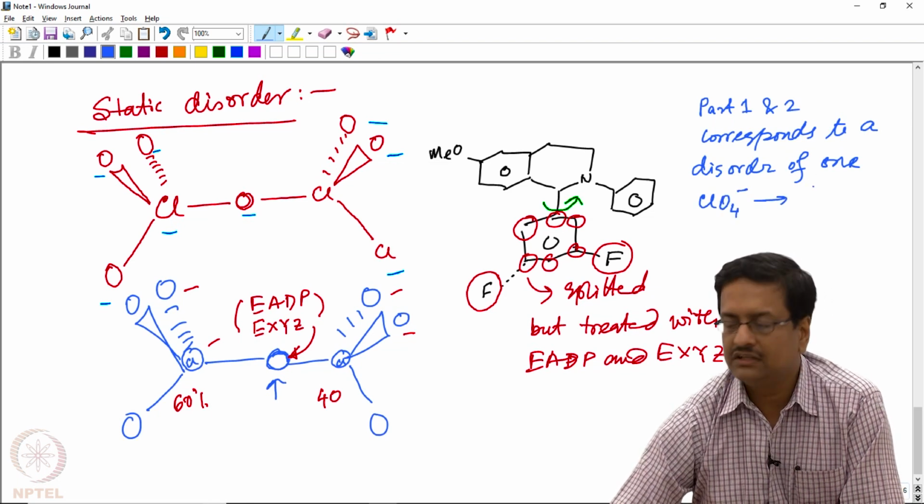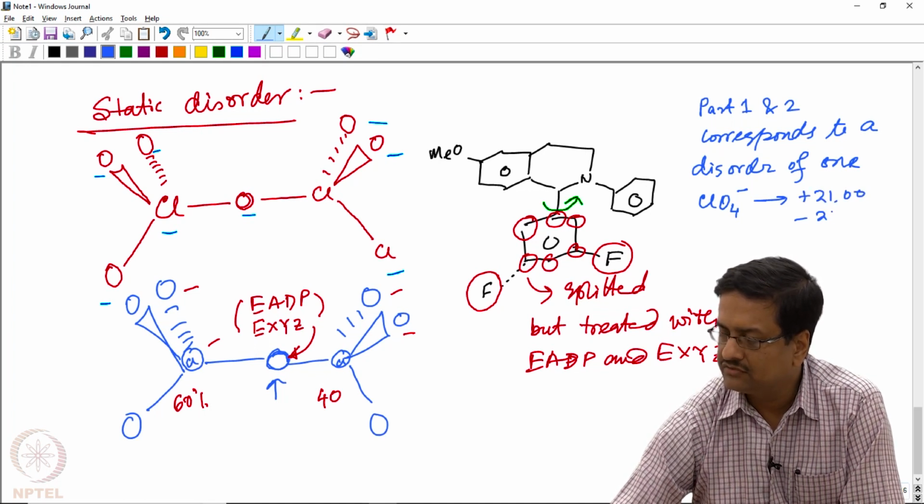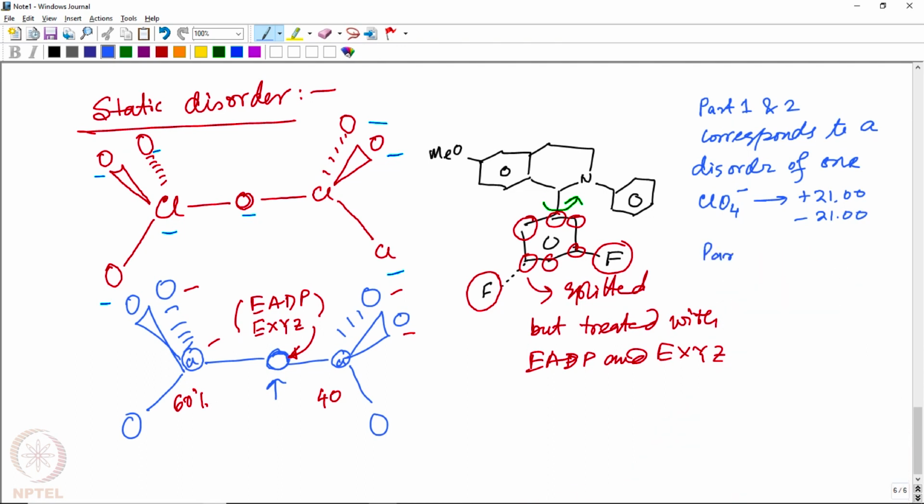so that occupancy should be designated as +21.00 and -21.00. Then there may be part 3 and part 4 corresponding to another molecule of ClO4 minus, that should be designated as +31.0, -31.0, and so on.